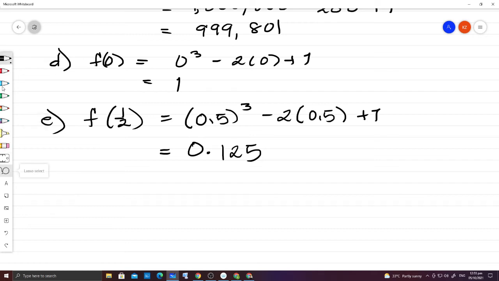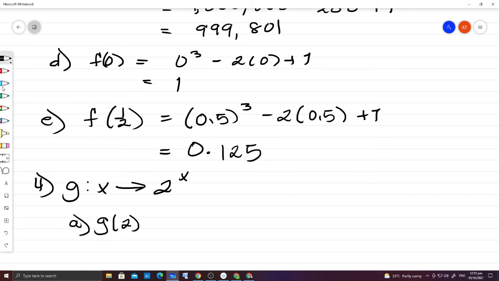Number 4. Okay, g of x equals 2 to the power of x. Okay, g of 2. So we have 2 to the power of 2.